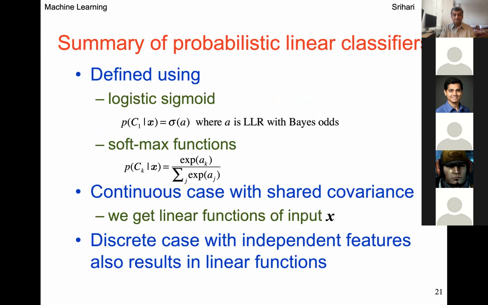So, a summary of probabilistic linear classifiers: they are defined using logistic sigmoid and softmax functions. In the continuous case with shared covariance, we get a linear function of the input. The discrete case with independent features also results in linear functions. So these are all special cases. You're going to have lines and planes when you have certain forms for the distributions, which is not too restrictive: independent discrete features or Gaussians with a shared covariance matrix.